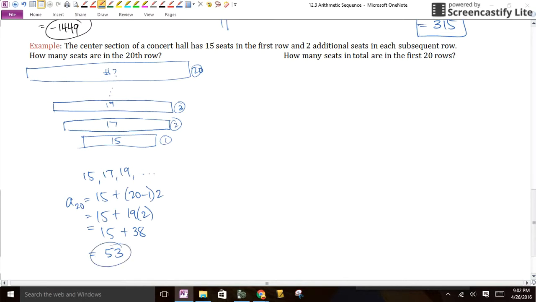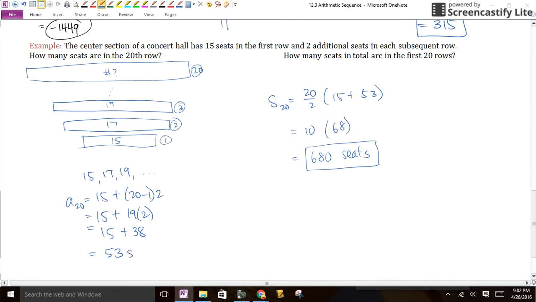Boom. Now, how many seats are in the first 20 rows? In other words, let's add up all 20 rows. So here you go. The sum of the first 20 is 20 over 2, times the first one, 15, plus the last one, 53. This is how many seats are in those first 20 rows, or 10 times 68, so 680 seats. I guess I should do a better job of using units, so I will say down here, 53 seats, so people know what I'm talking about.